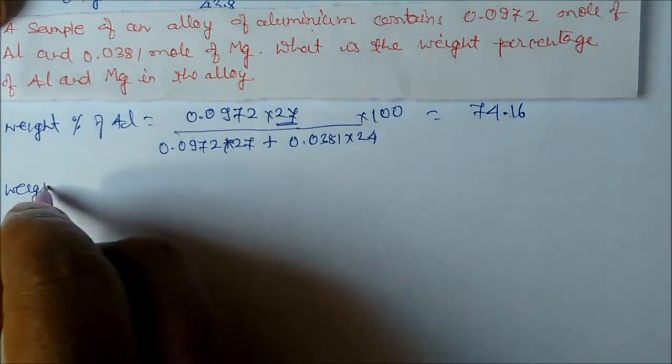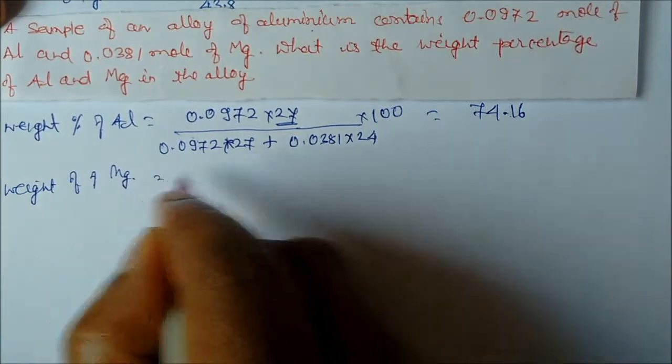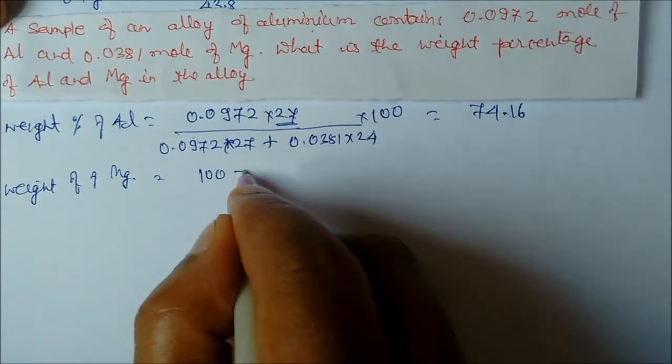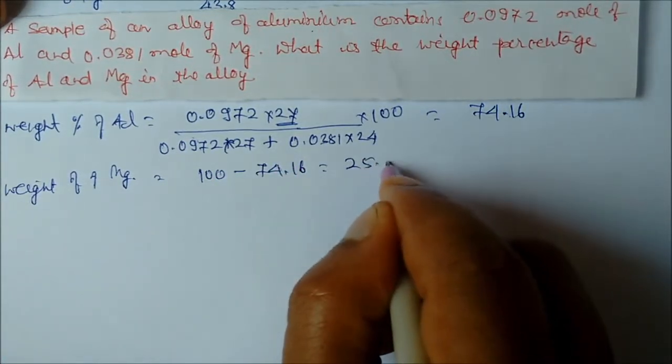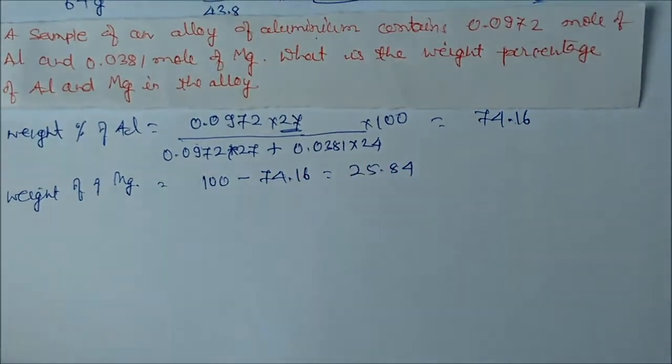Similarly, weight of magnesium will be how much? So again you can solve this also, and we can also do 100 minus 74.16. So you will get here 25.84. So in this way we can solve it.